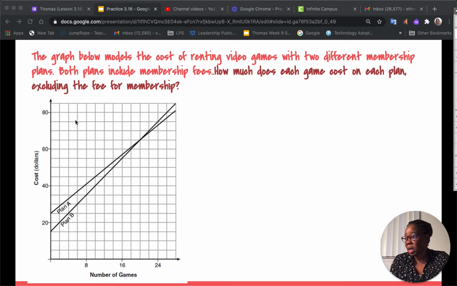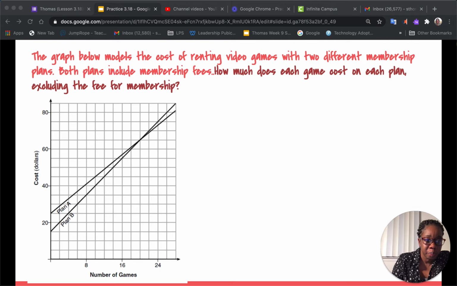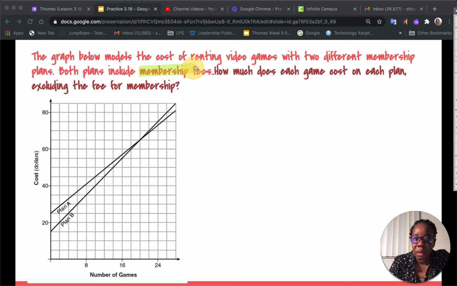All right, so if we are looking at this problem, the membership fee is going to be our starting amount, and our starting amount is going to be our y-intercept. So the membership fee is synonymous with the y-intercept. It is the start, or the start value.